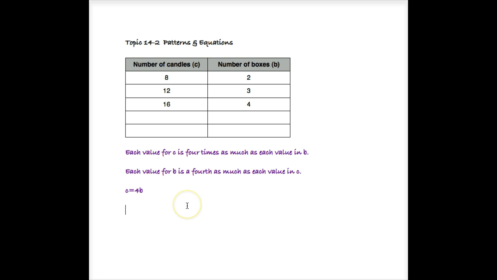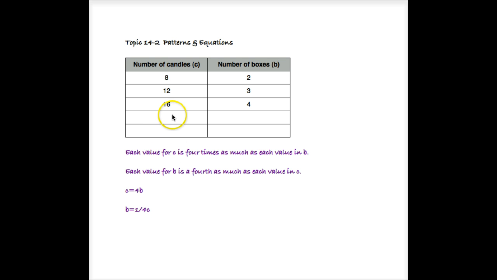Now let's try this one. Each value for B is, or equal, is a fourth, right? A fourth as much as value C. All right, so now we've written it out algebraically. You see how that works?